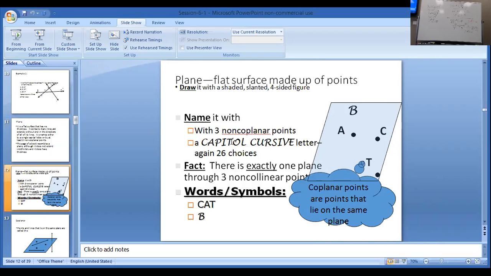We call it with a capital cursive letter, or you can call it using three non-collinear points. They are non-collinear, not on the same line, but they are coplanar. Do you see the difference? A, C, and T are not on the same line, but they are on the same plane. So we can call plane B also ACT, or CAT, or whatever.